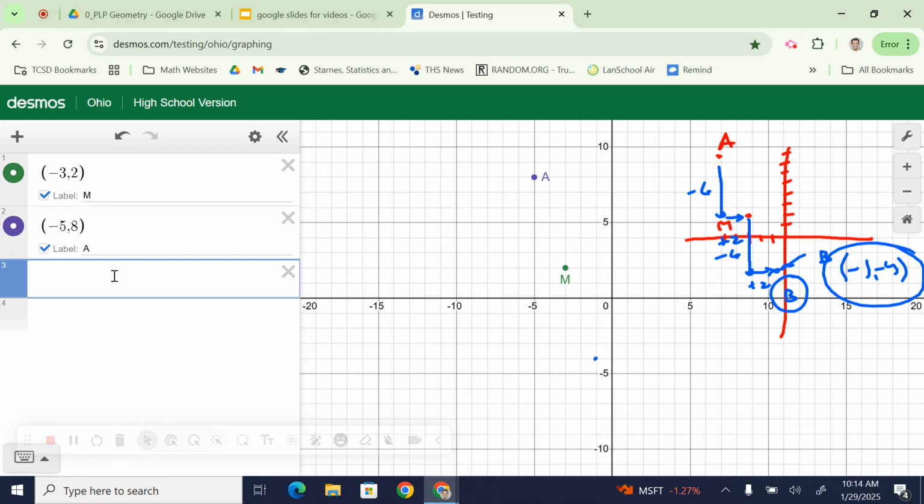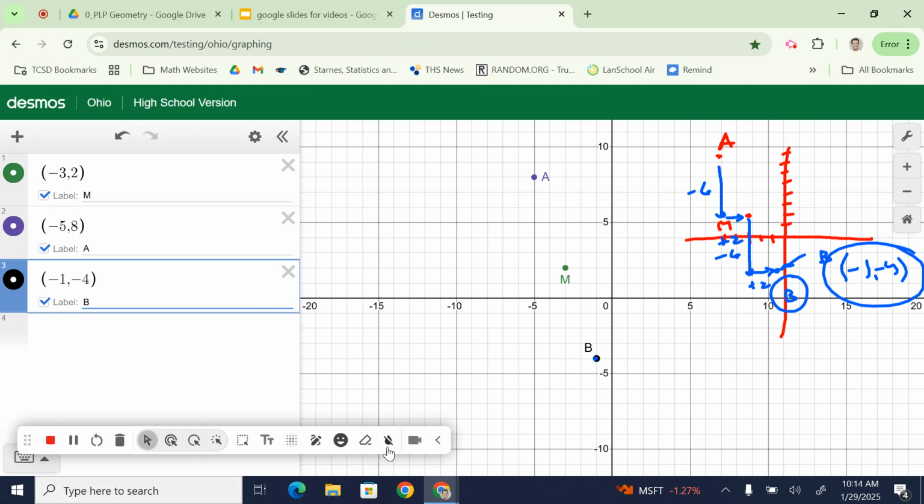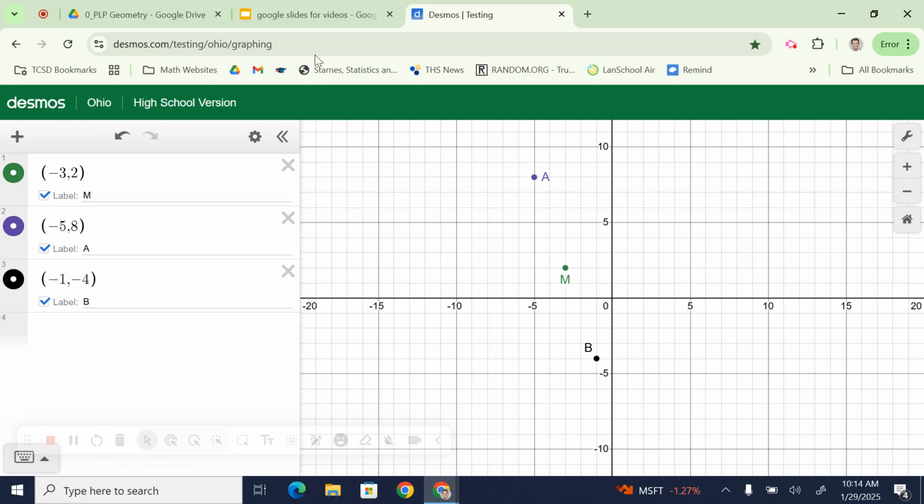If I type that into Desmos, -1, -4, and I label that as B, you can see that it landed on top of my marker mark, and you can kind of see that a segment goes right between them with M being right in the middle. So again, finding the other endpoint is just a simple slope problem. Okay, so hopefully that was understandable for you.